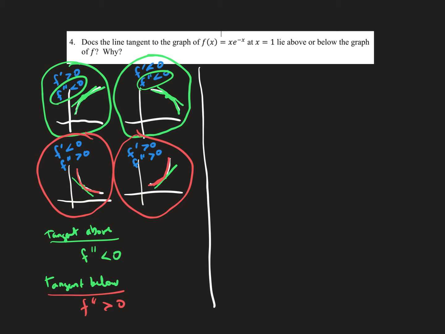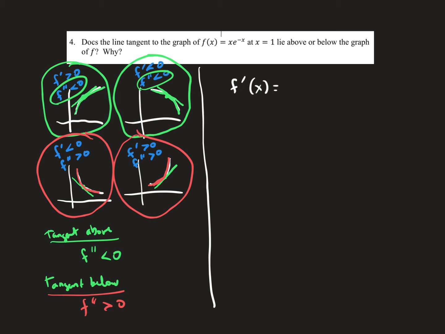Now, for the purposes of this problem, it says, does the line tangent to the graph of f of x equals x times e to the negative x at x equals 1 lie above or below the graph of f? So this is literally asking us, is the tangent line above or below? It doesn't ask us to find the tangent line, it just wants to know if it's going to be above or below. So the way we find that out is we actually find the second derivative.